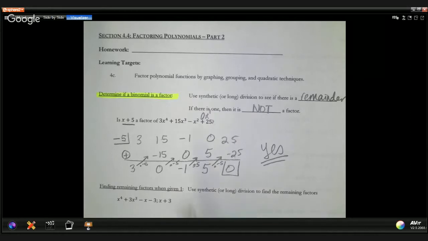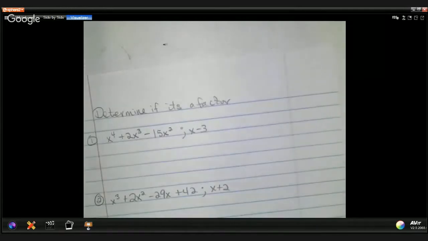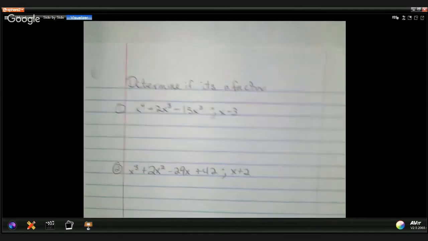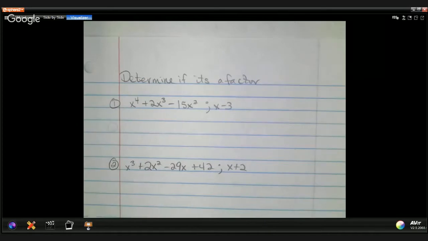So again, I started off by putting my number in my box. And remember, it's the opposite. And then you have to make sure that they go in decreasing order. You write the coefficients and use synthetic division. So what I'd like you to do now is copy down 1 and 2 and try these. See if you can determine whether or not these are a factor.